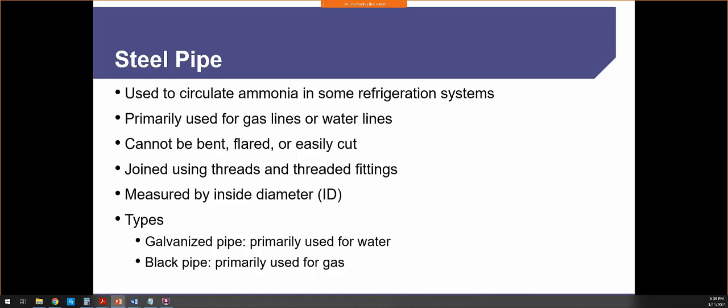When they manufacture the threads for these fittings, nothing is completely precise, and so there are little gaps in between the grooves of both the male and the female ends, and so gas or water or anything else could potentially leak out. So we want to fill those little nuances in with some type of sealant. All right. Steel pipe is measured by the inside diameter, just like our copper tubing, where we're measuring the ID. All right, we've got the galvanized, which I said is used for water, and the black pipe, used for gas.